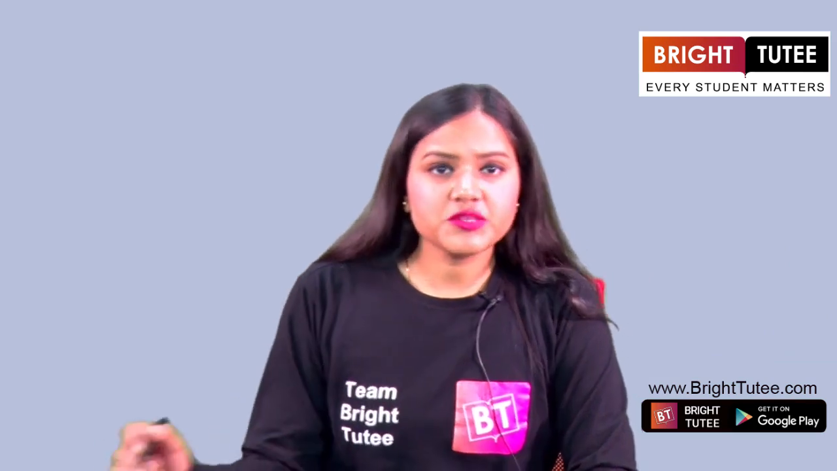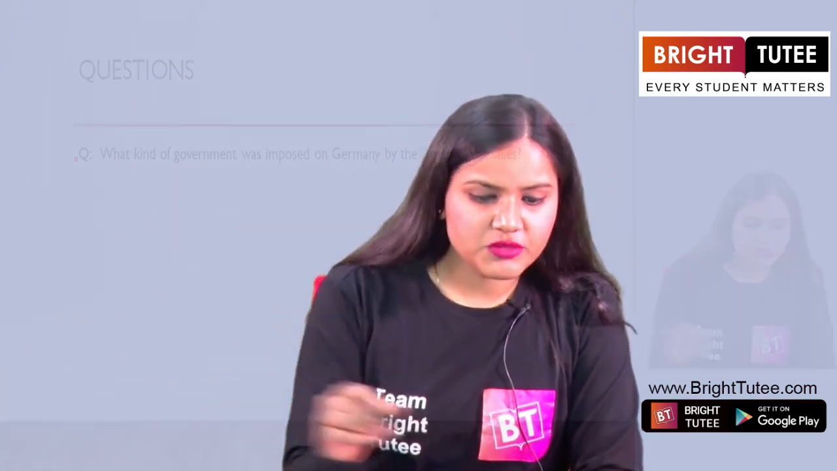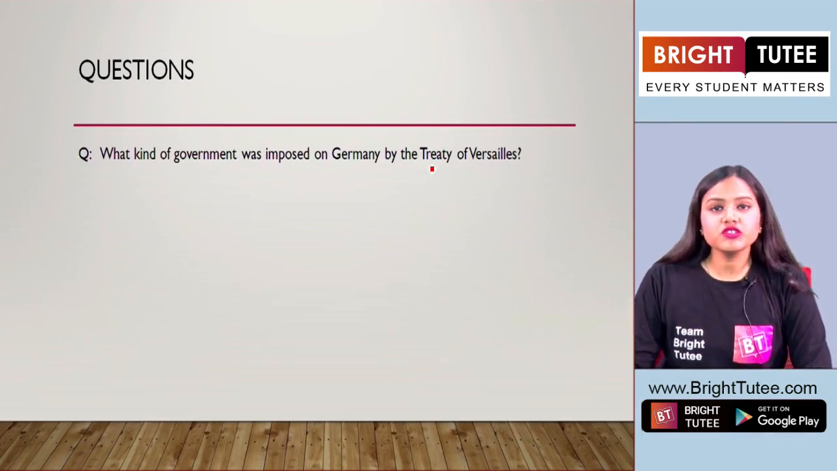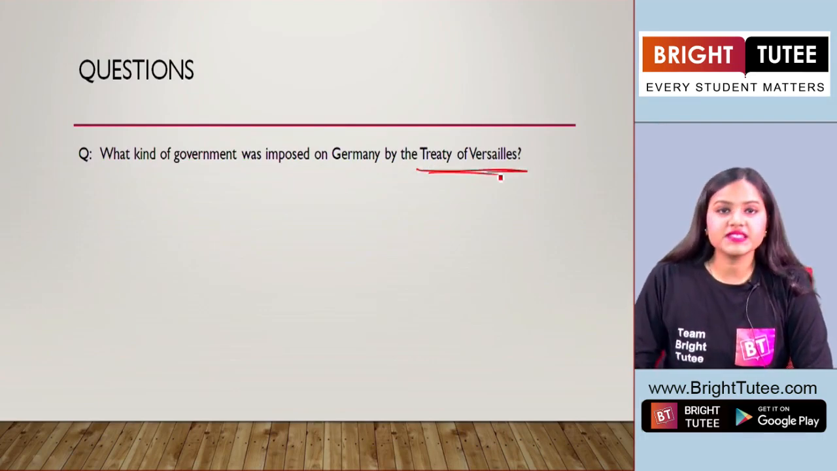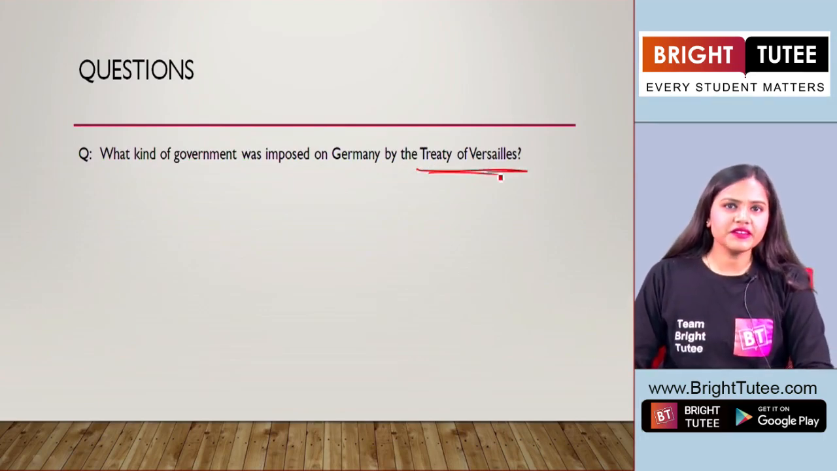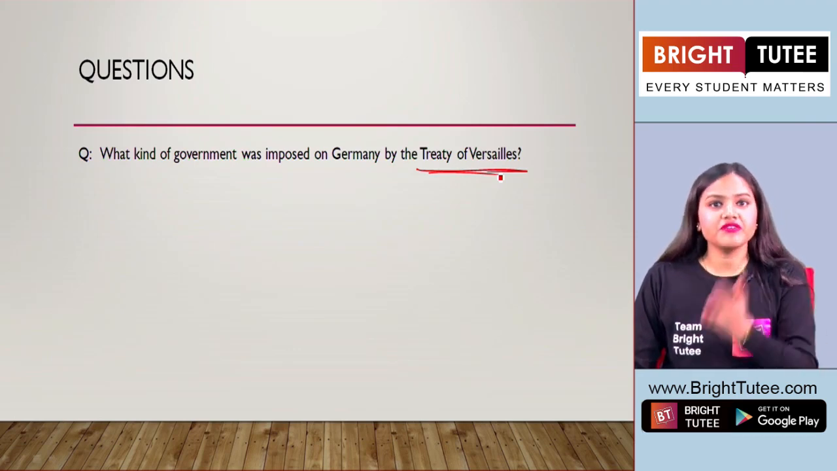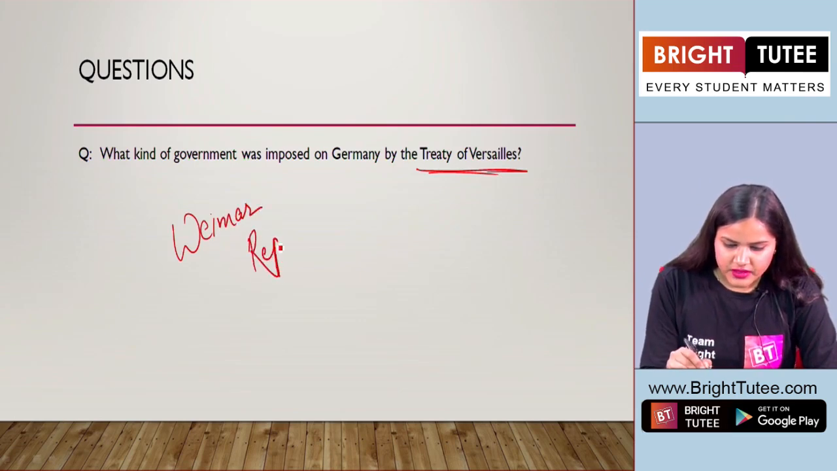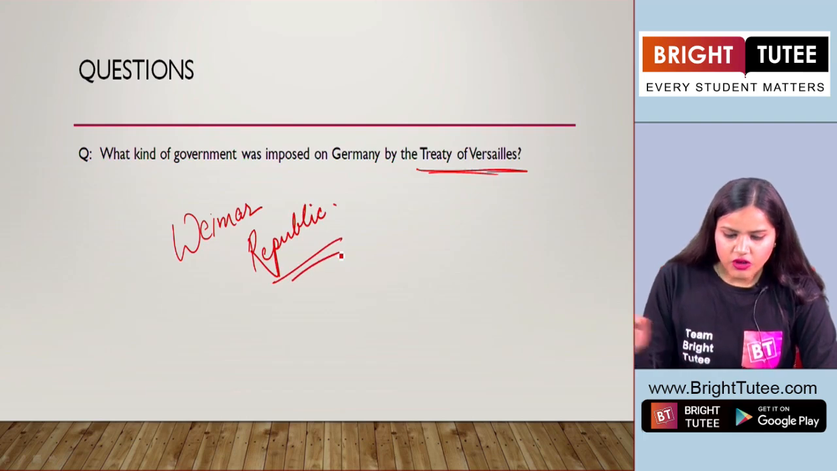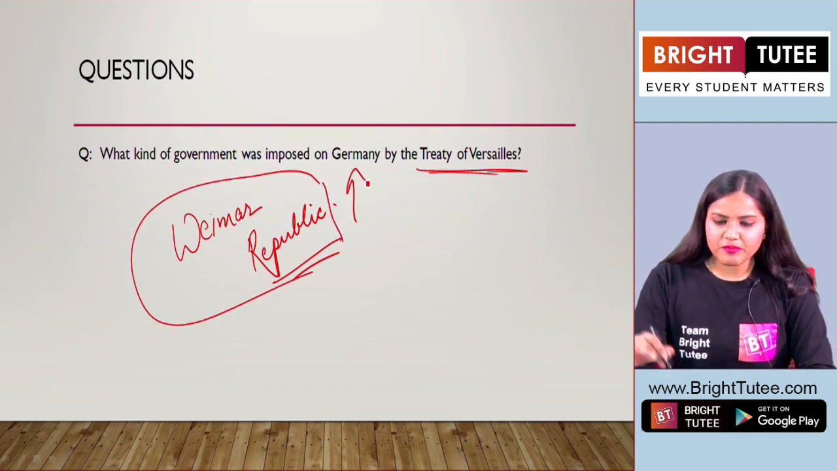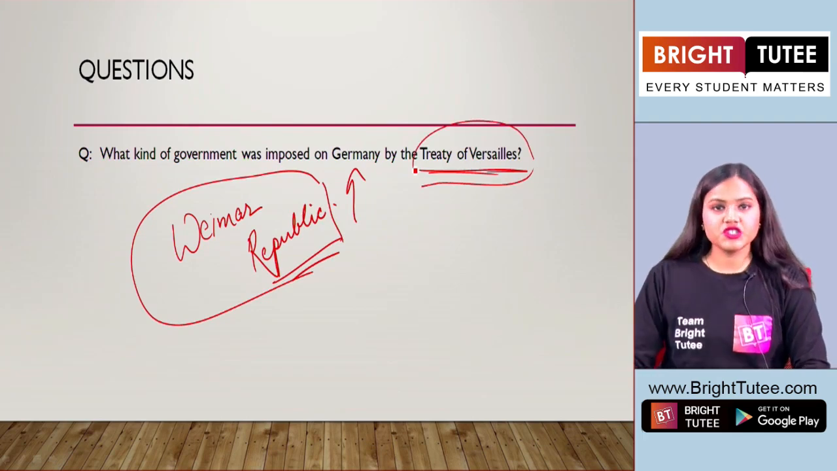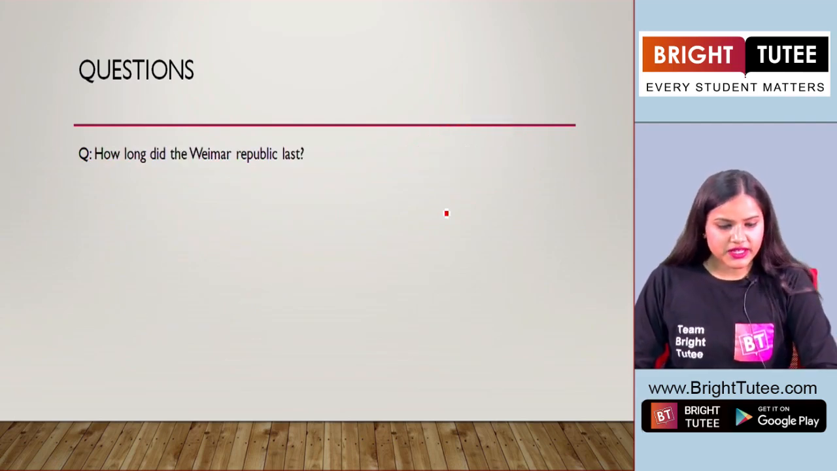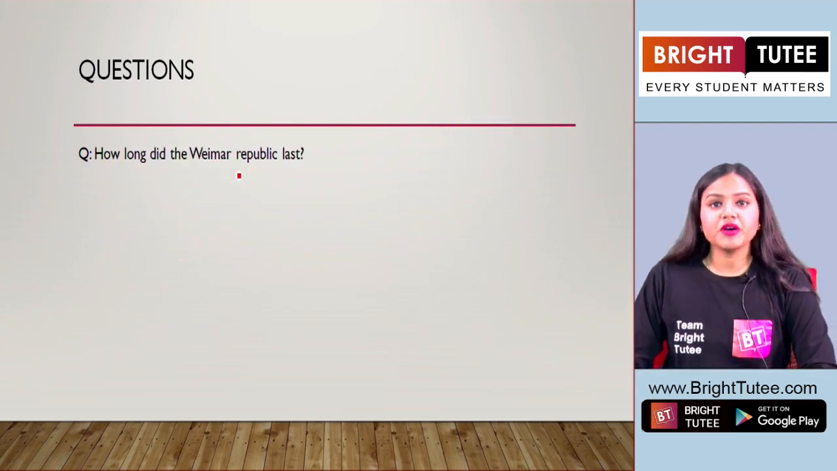Now coming to the questions part here students, let's have a look at these questions related to this topic. Now what kind of government was imposed on Germany by the Treaty of Versailles? So what should be the correct answer here? The kind of government that we have read right now was the Weimar Republic. Correct? So this was the government that was imposed on Germany after the Treaty of Versailles, after the First World War ended.